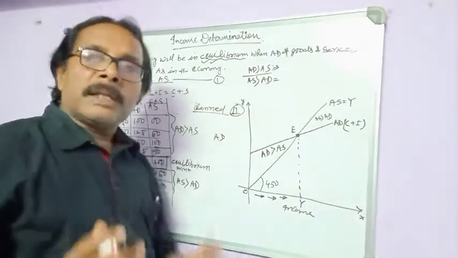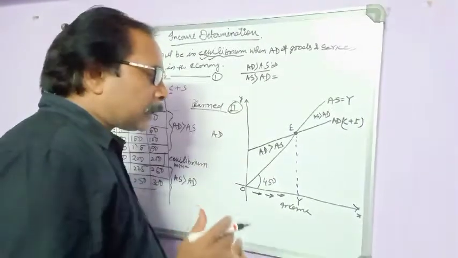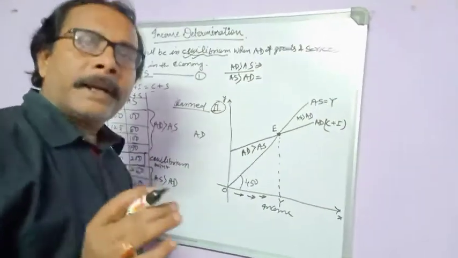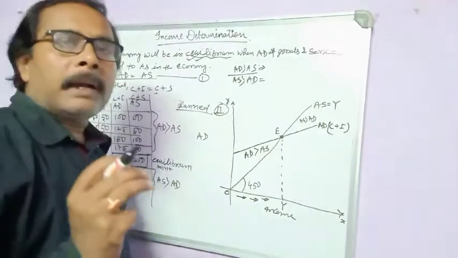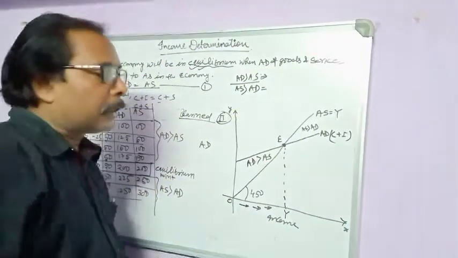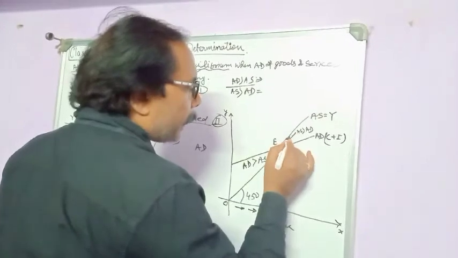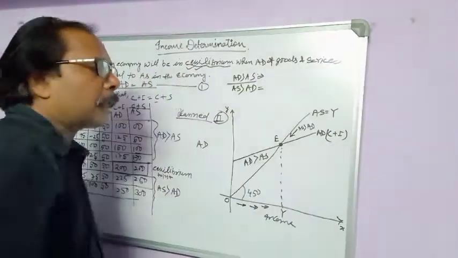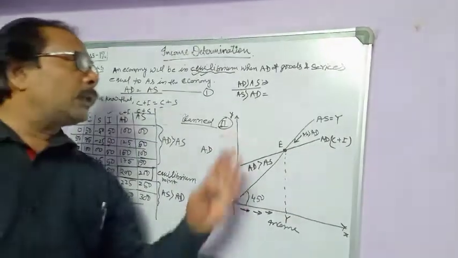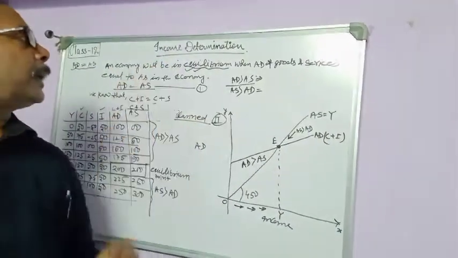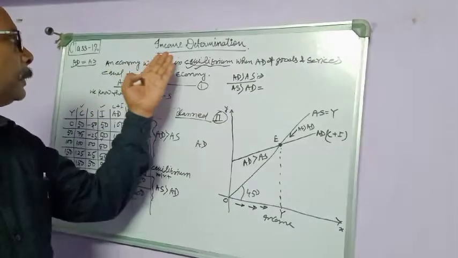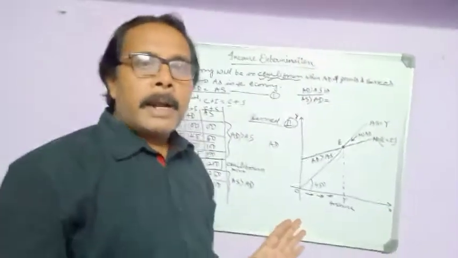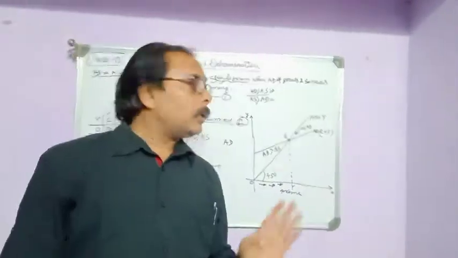So less production requires less employment. Less employment will generate less output, and less output indicates less income. In this way, again, it will come to the level of E, that is the equilibrium point. So in this way, we can determine the income level in the economy. Is it clear? And I hope you are able to explain it.